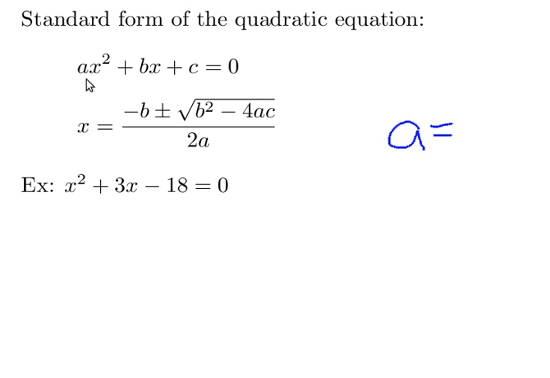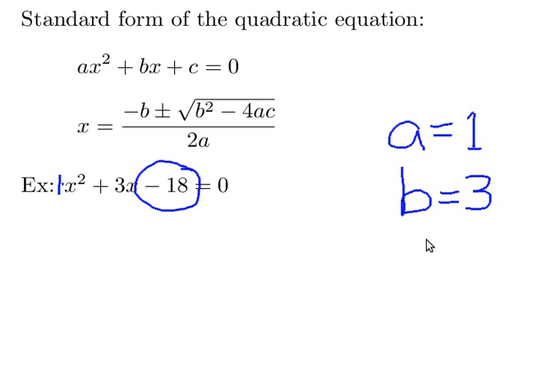Okay, A is whatever is going to be in front of the x squared term. Now, we don't have anything visibly in front of it, but remember that there's an understood 1. So A equals 1. Now, what's our B going to be? B is whatever is in front of the x to the first term, so B is going to be 3. And C is whatever has no x term. That's this right here, so C equals negative 18. The reason I say negative 18 is because you have a minus 18 here.